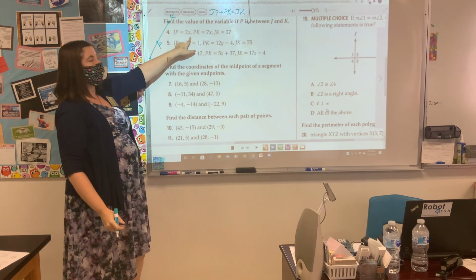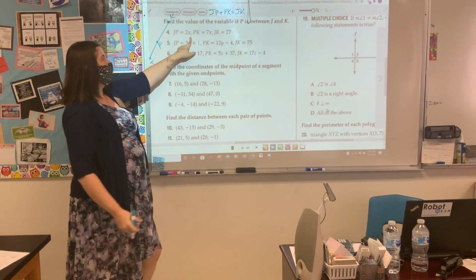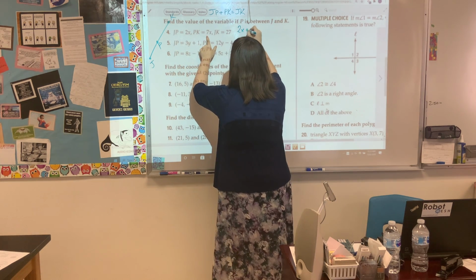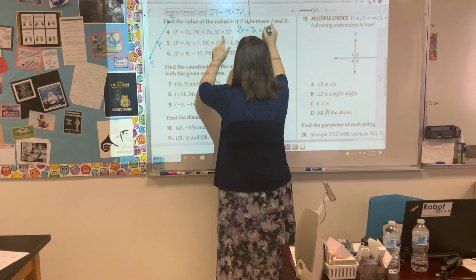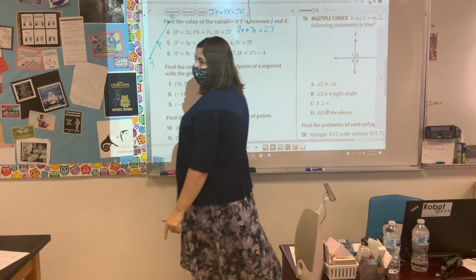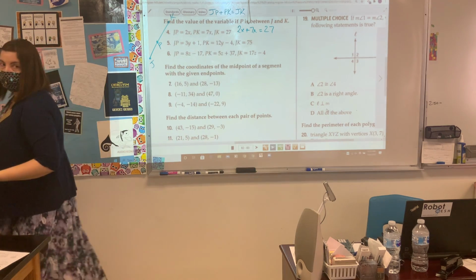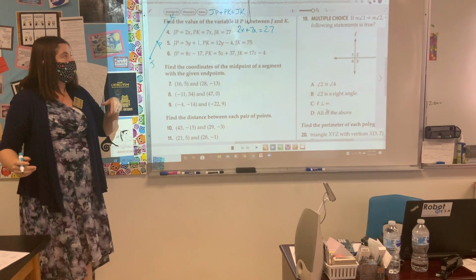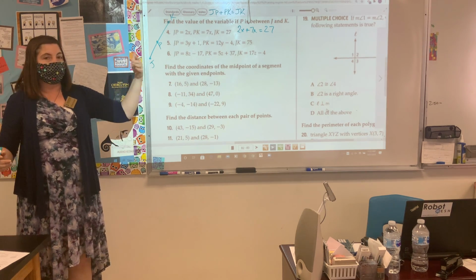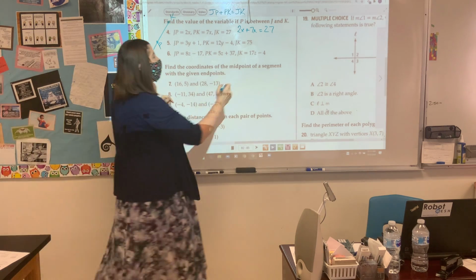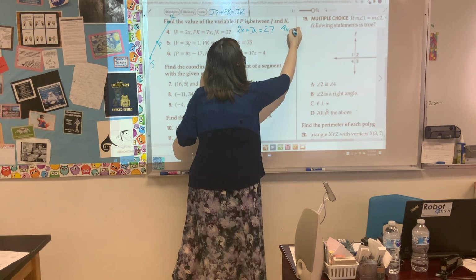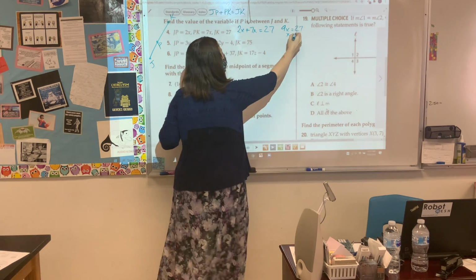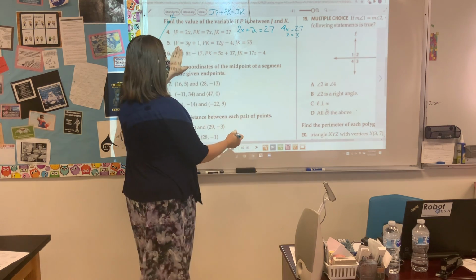So we're going to use that for each of these. Okay? 2x plus 7x equals 27. Can I solve that? Yes, you can. 2x plus 7x is 9x. 9x equals 27, x equals 3. Okay? How about this next one?